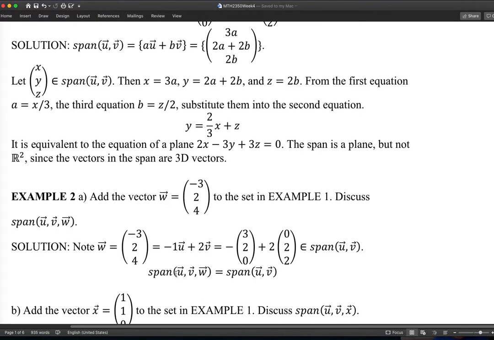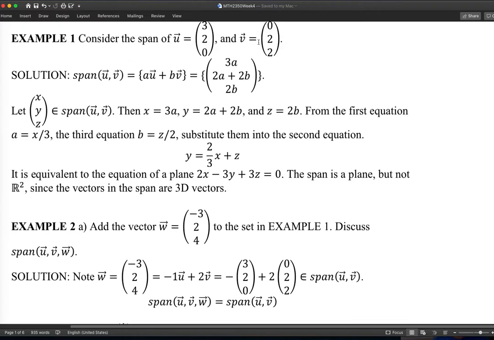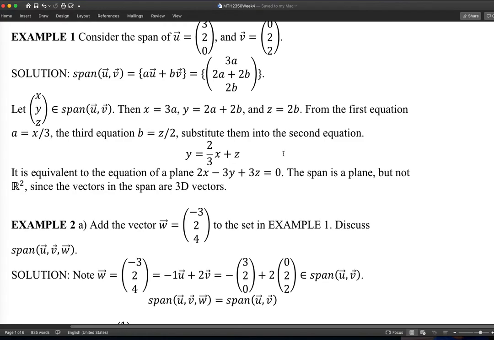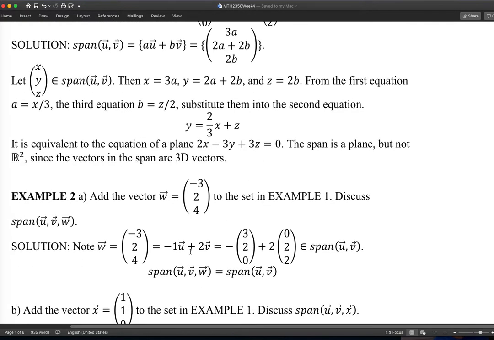So this is what I observe in this part A, example 2, part A. Adding w to this given set, u and v, it's not going to change anything, because the linear combination of u, v, w is just the same as the linear combination of u and v. So I said the span of u, v, w is really the same as the span of u and v. I hope it's clear.